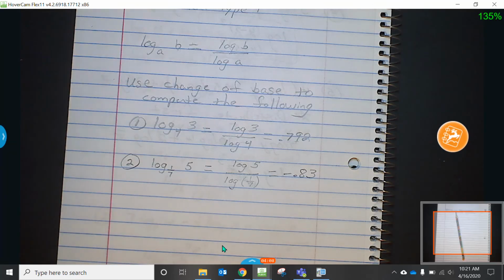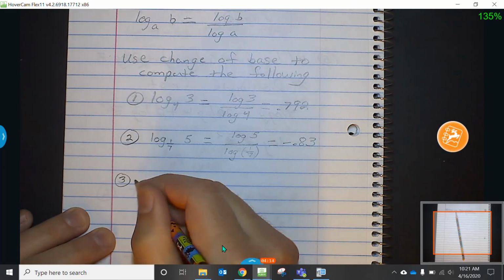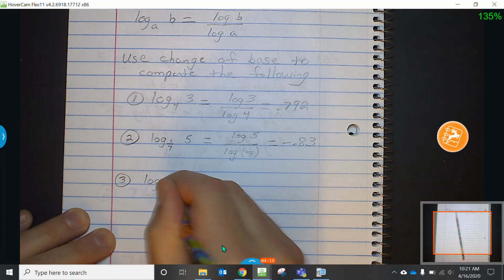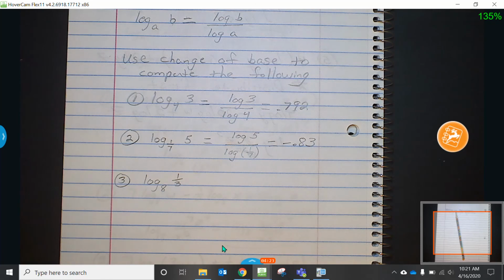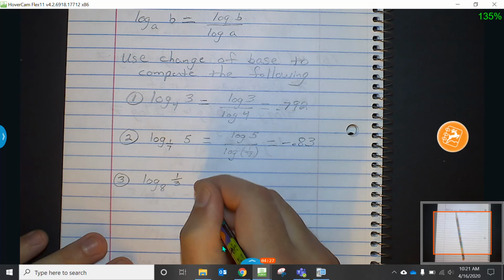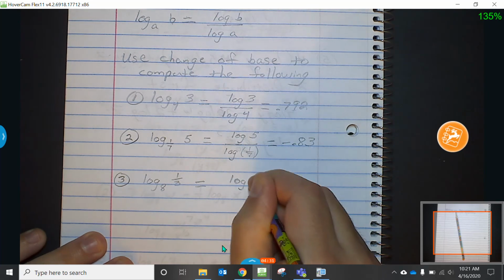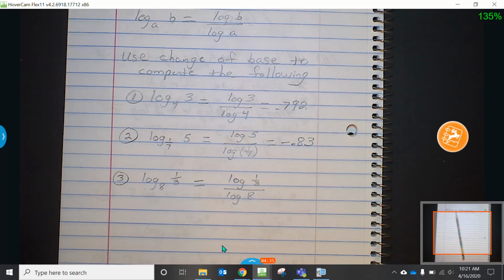So let's go with one more. Let's go with number 3. So you can try this one and pause it if you want. It takes me a few seconds to type it in anyway. Log base 8 of 1/3. So if you want, pause it, try it. I'm going to move on with the answer, or at least the setup. So here we get log of 1/3 over log of 8.